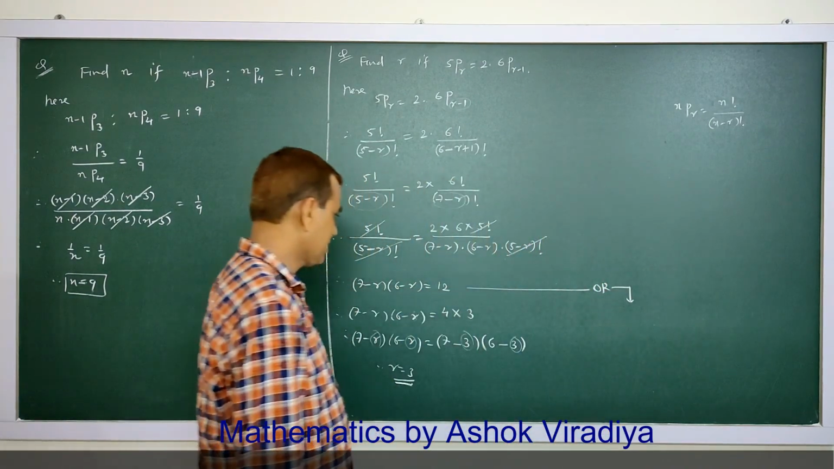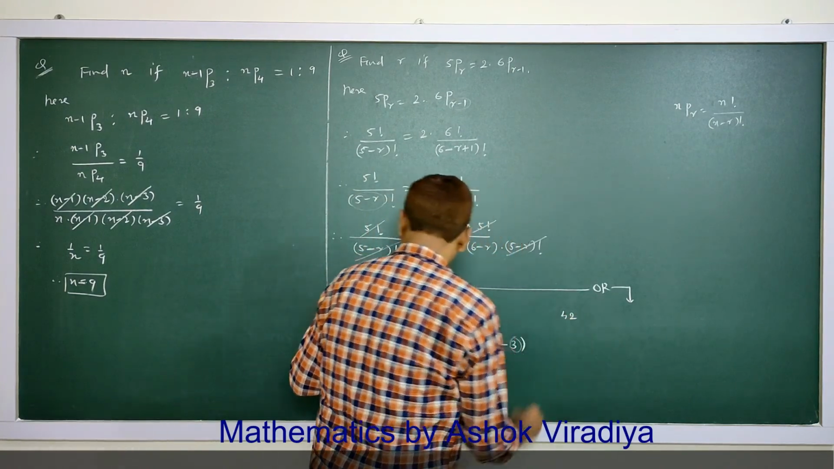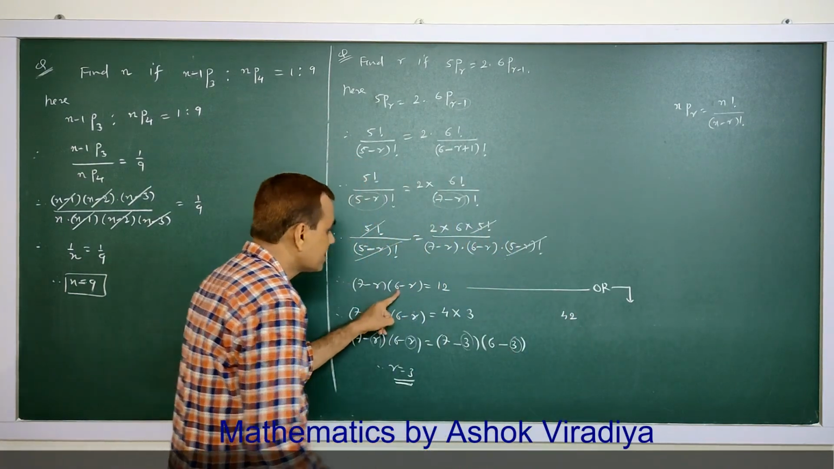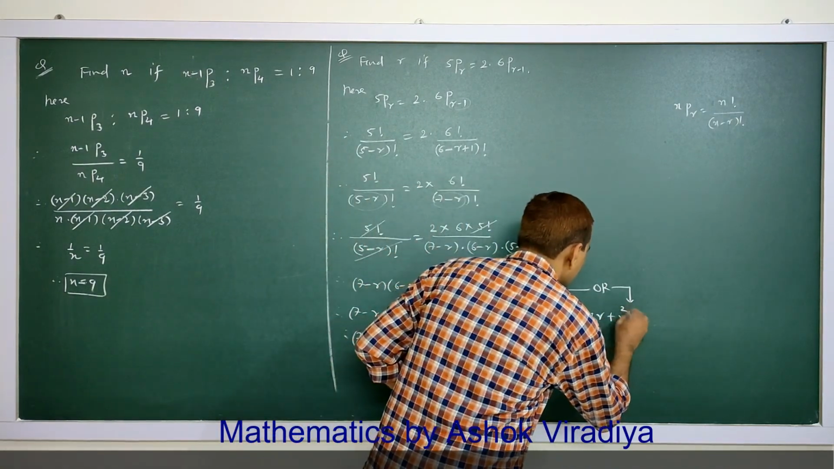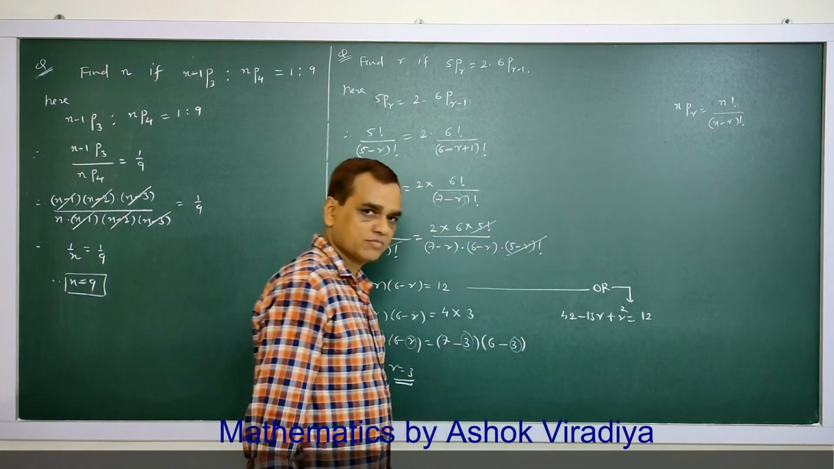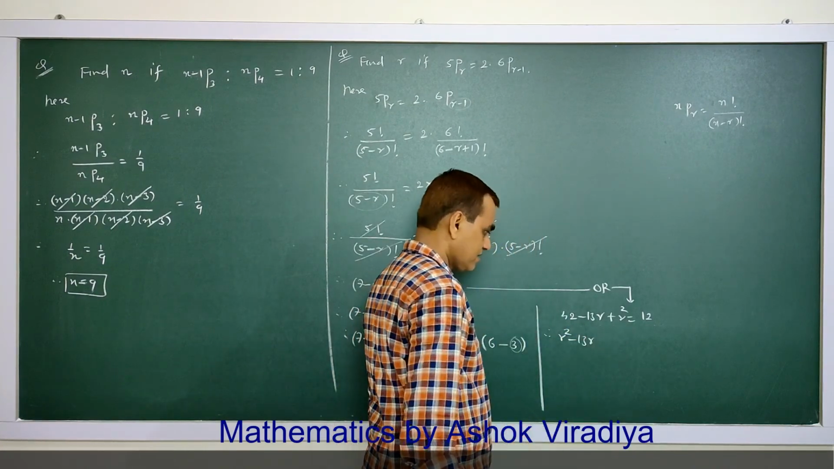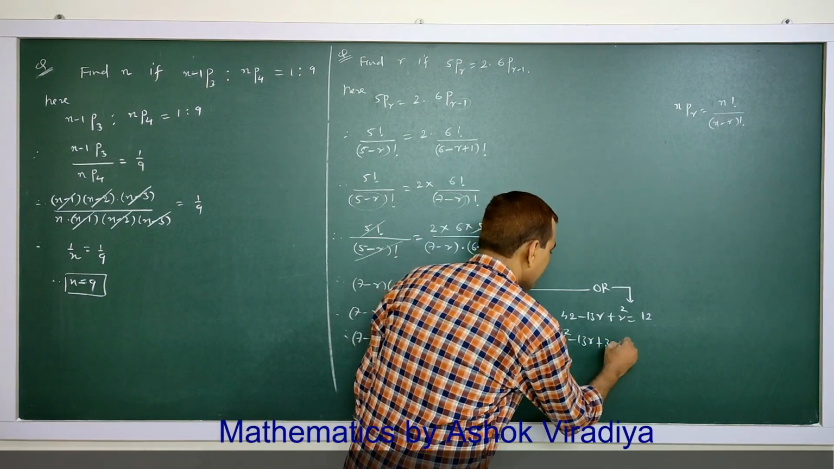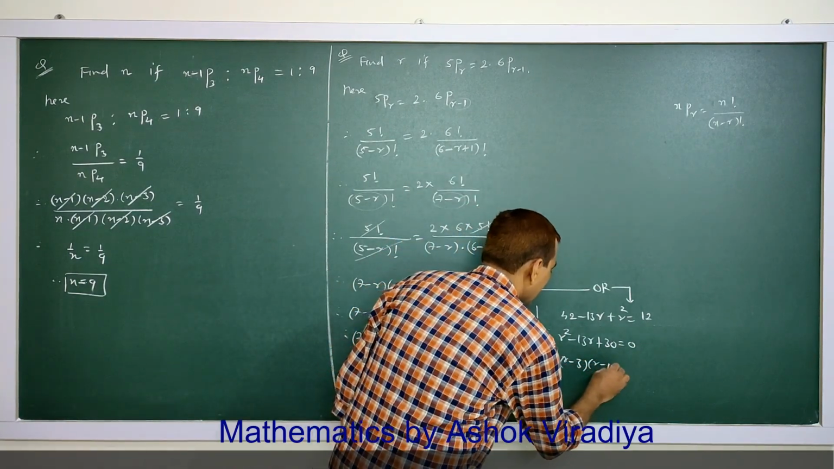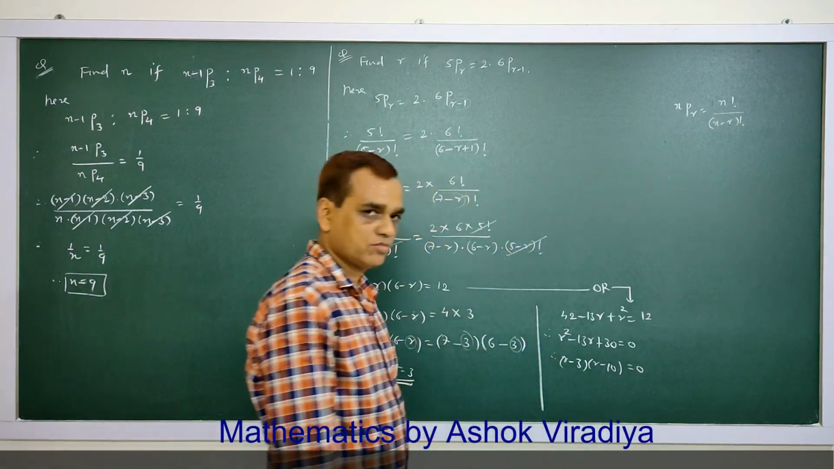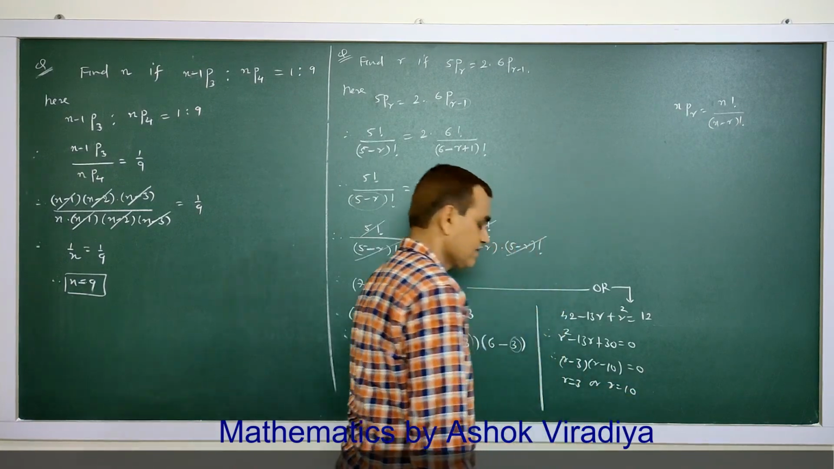The second method is expanding this: 7 into 6, 42, minus 7r minus 6r, so minus 13r plus r square equals 12. Therefore, r square minus 13r plus 30 is 0. That is (r minus 3)(r minus 10) is 0. So r is 3 or r is 10.